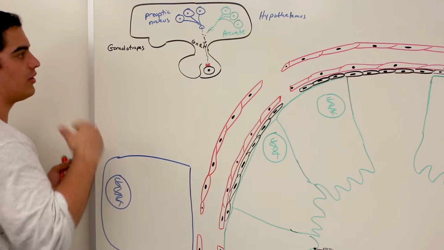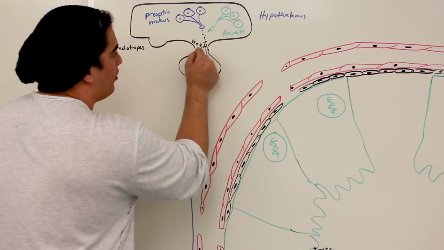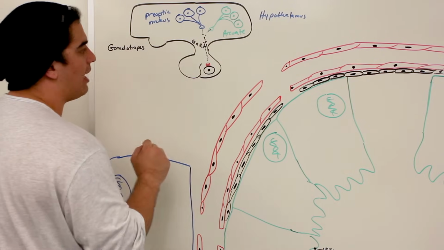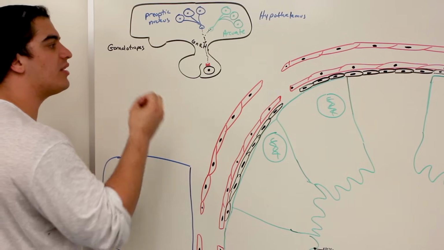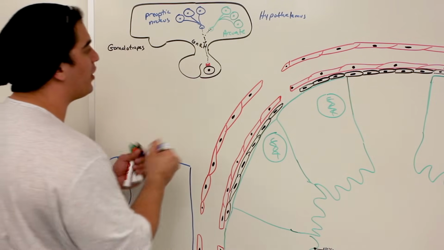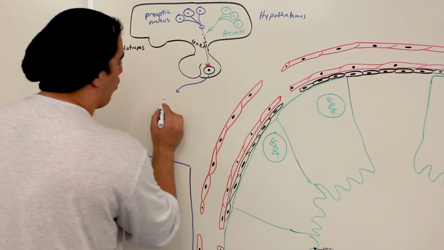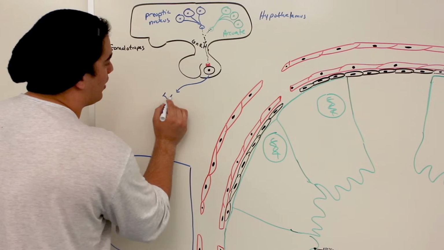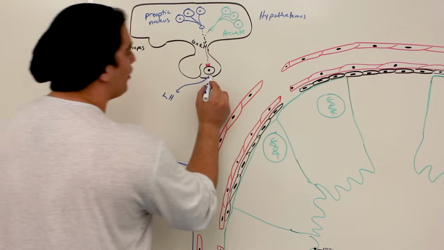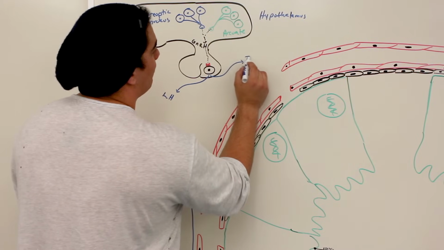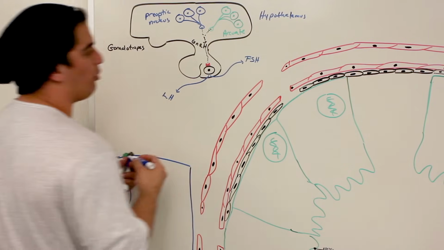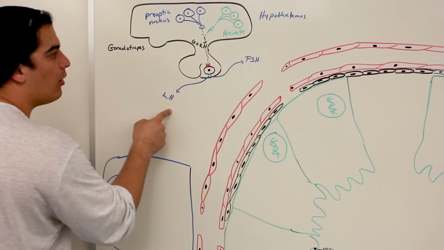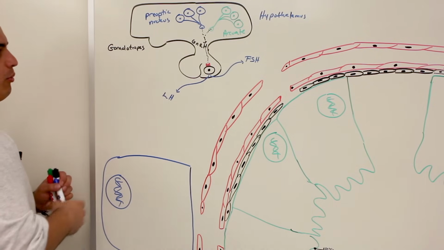What gonadotropin releasing hormone does is bind onto the receptors on these gonadotropes and trigger the production of two very important hormones. One is called luteinizing hormone, and the other hormone that's secreted is called follicle stimulating hormone. So one's luteinizing hormone and the other is follicle stimulating hormone.